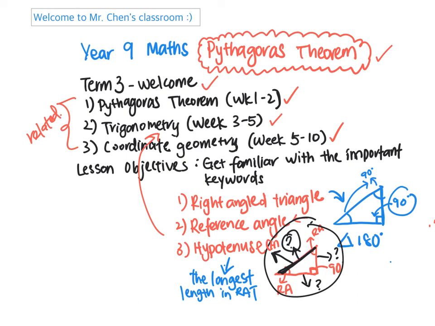To sum this video up, we went through what we're going to do for term 3, and we talked about three of the important keywords: right angle triangle, reference angle, and hypotenuse. Hopefully you will remember these, because we will use them in the next videos. If you need to repeat this video, please do so, and please leave any questions you have and ask me during our lesson.